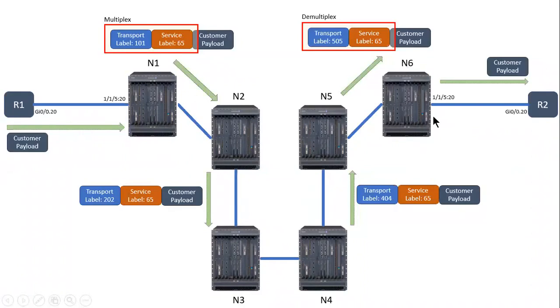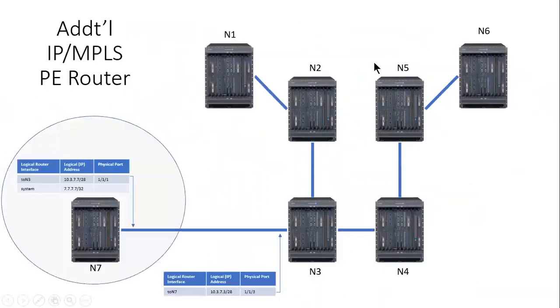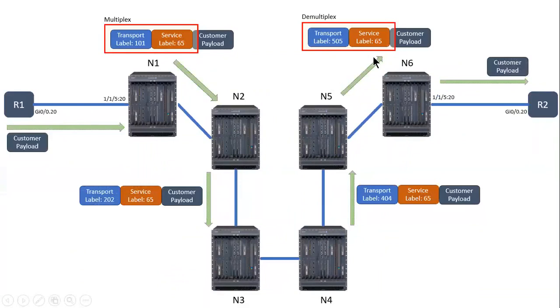So once this datagram reaches our egress label edge router, which is N6, it's going to be demultiplexed. So the transport label is going to be popped off, exposing the service label. The service label is going to be examined and then popped off. And after this service label is demultiplexed, the router will recalculate the frame check sequence. It'll tag the frame with whatever VLAN is appropriate and forward it out the appropriate egress SAP onto the customer site.